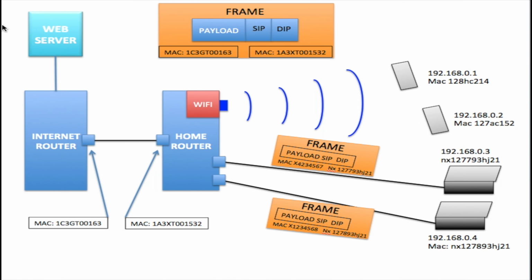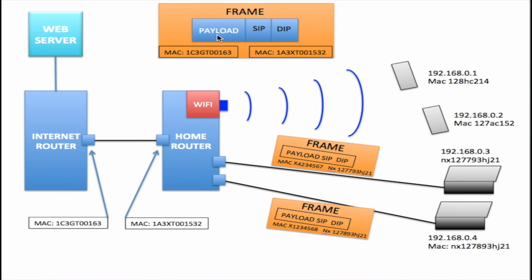Now, this web server could be like google.com or any other website, and you're trying to get information from this website to your computer or to your phone on your local area network. In order for the web server to send information out, it first creates a packet. And this blue area here is the packet. The packet has the payload, the source IP, and destination IP.